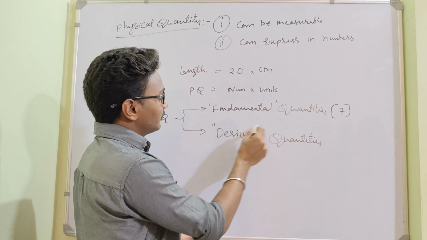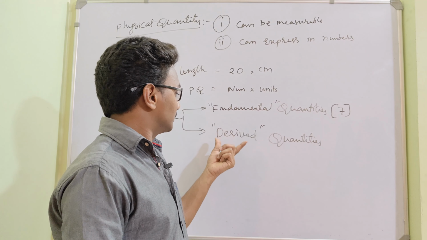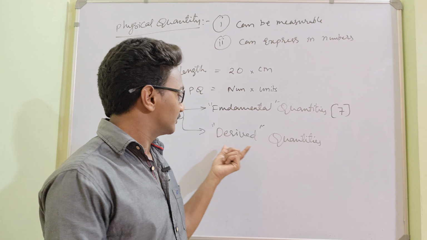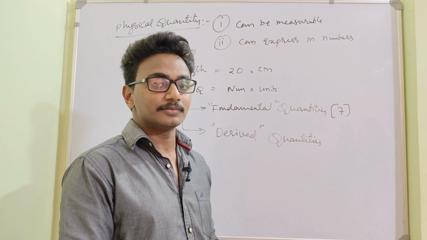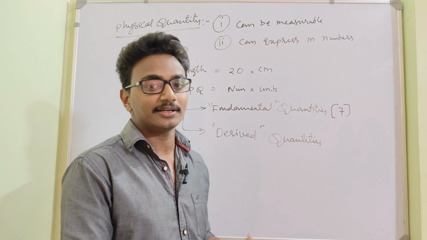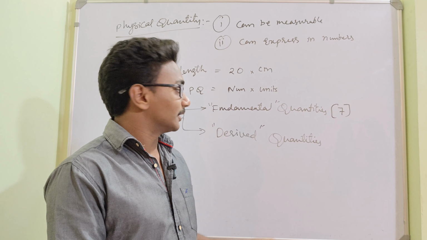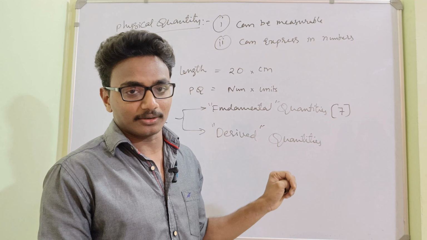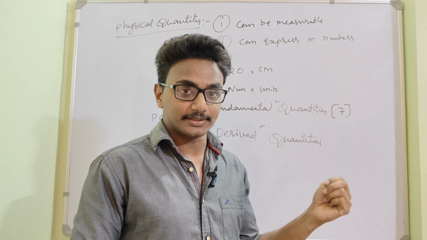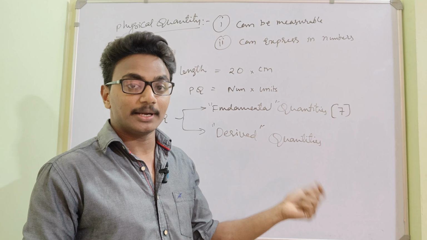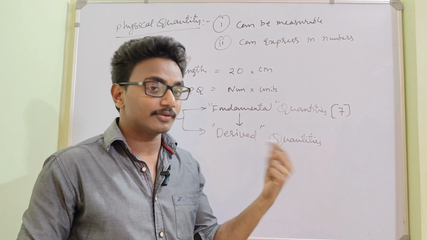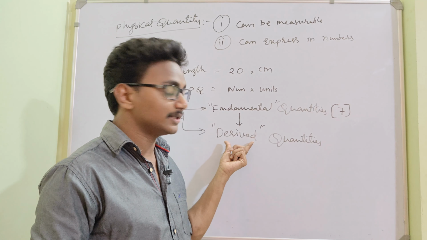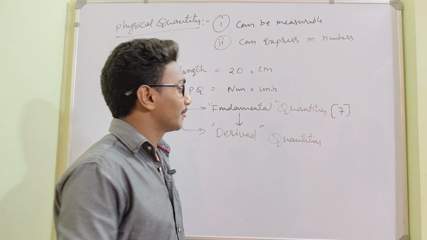And coming to derived quantities, decode this word derived. What does the word derived mean? Derived means they are coming from other quantities. They are extracted from other quantities. These fundamental quantities are independent quantities. They do not depend on other quantities, but derived quantities depend on fundamental quantities. They are derived from fundamental quantities. That's why the name is derived quantity.